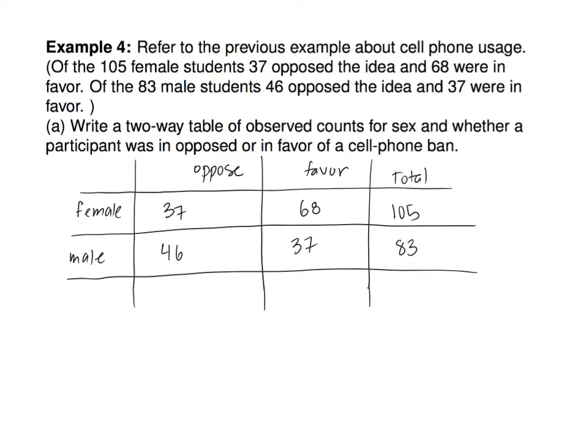We need to find the column totals as well. So 37 plus 46 is 83. And 68 plus 37 is 105. And then the total is given by 105 plus 83, which is 188. All right, so that is the two-way table of observed counts. Usually you're going to be given that, but this would be how you would organize the table if you were just given something in paragraph form.